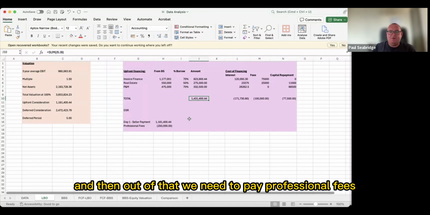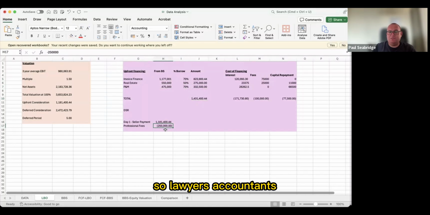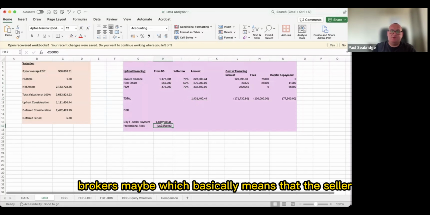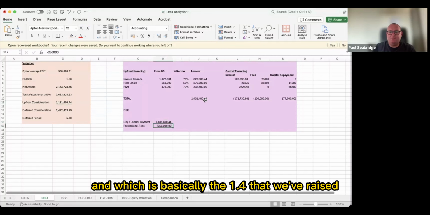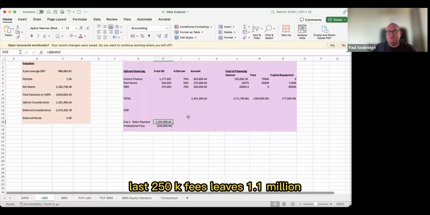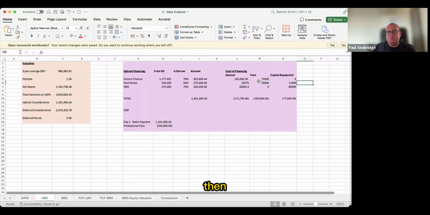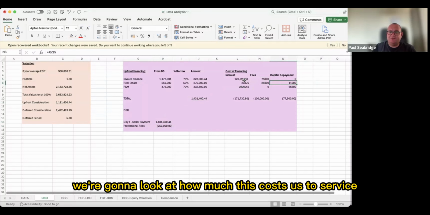Then out of that, we need to pay professional fees, so lawyers, accountants, lenders, etc., brokers maybe, which basically means that the seller can have an initial payment of the 1.1 million, which is where that's come from. It is basically the 1.4 that we've raised, less 250k of fees, leaves 1.1 million. Then we're going to look at how much this costs us to service.